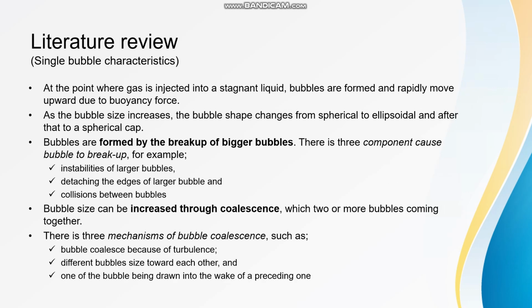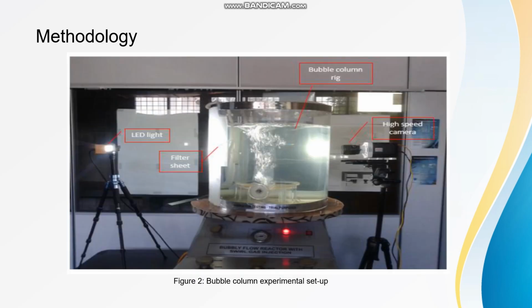At the point where gas is injected into a standard liquid, bubbles are formed and rapidly move upward due to the buoyancy force. The bubbles are formed by the breakup of bigger bubbles. There are three components that cause bubbles to break up, for example, instability of larger bubbles, detaching of the edge of larger bubbles, and collision between bubbles. Besides that, bubble size can also be increased through collisions, in which two or more bubbles come together. There are three mechanisms of bubble collision: bubble collapse because of turbulence, different bubble sizes moving towards each other, and one of the bubbles being drawn into the wake of the preceding one.